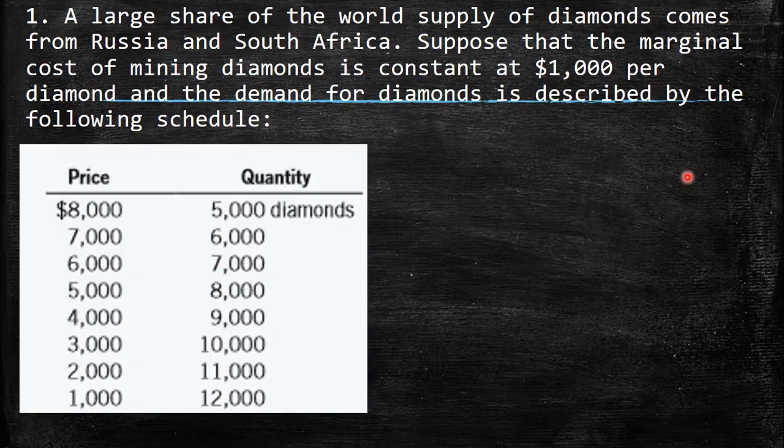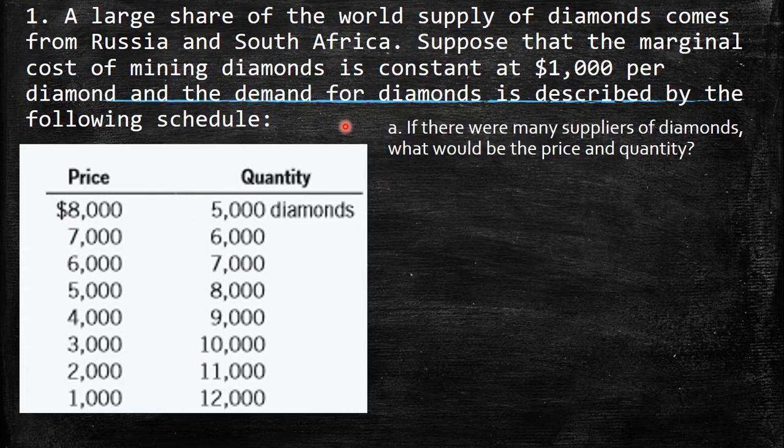So let's have a look at the demand schedule. Here we have the relationship between price and quantity. As you know, this is an inverse relationship, so anytime the price decreases, the quantity goes up. Here we have prices from 8,000 to 1,000 and quantities from 5,000 to 12,000. The quantities are measured in diamonds and the price is measured in US dollars.